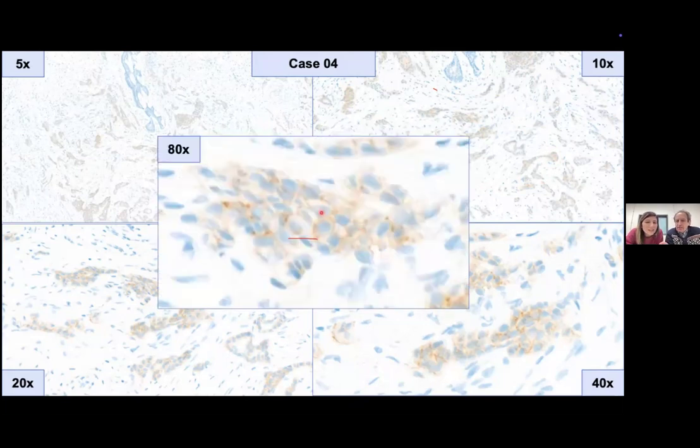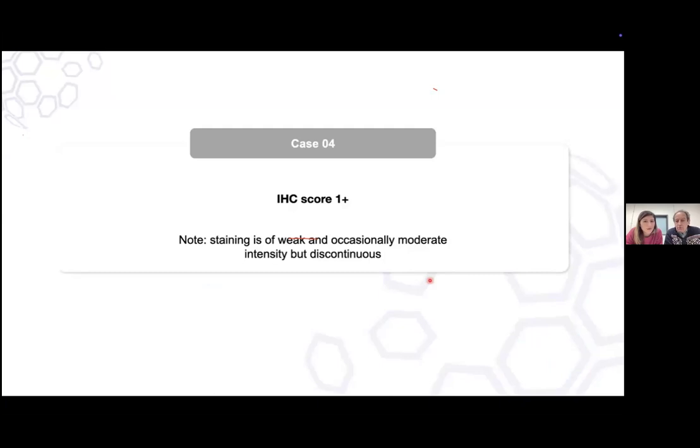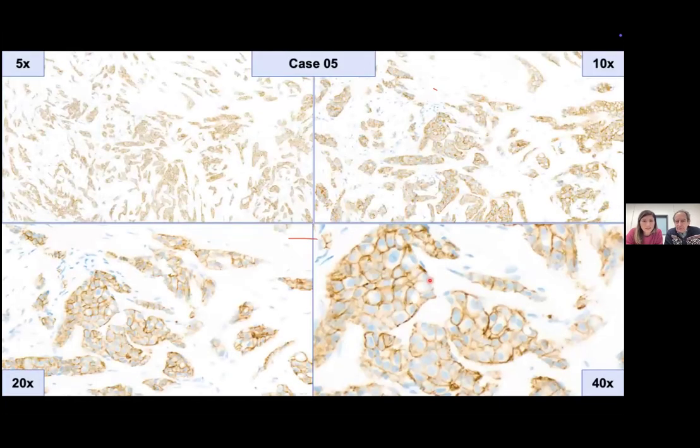Clearly not circumferential. Here is a missing gap. So if it's not circumferential, we cannot get to 2+ unless it's strong staining intensity. Indeed. So 1+, weak, and occasionally, very occasionally, moderate intensity, but anyway, it's discontinuous. Okay, the next one, the last case.